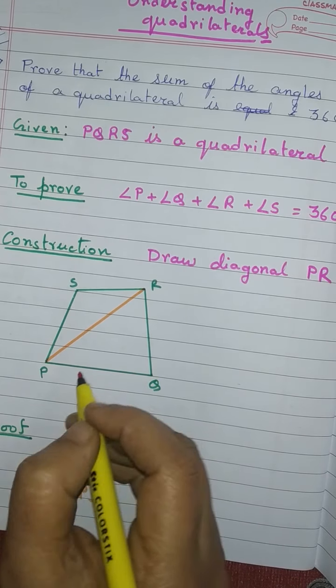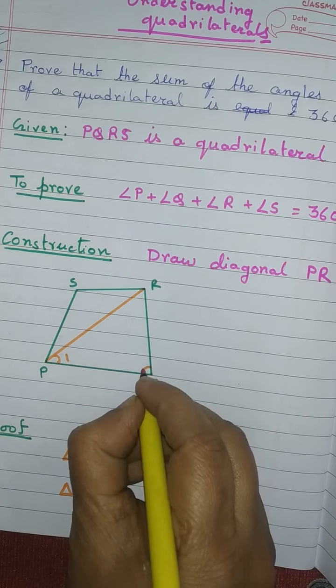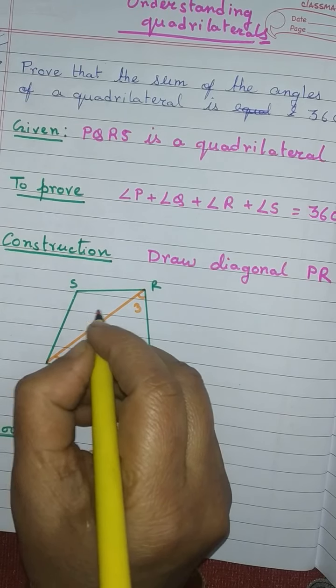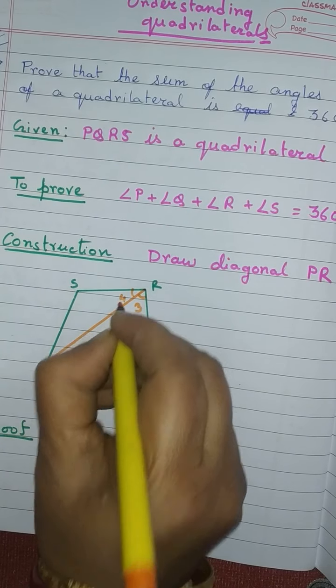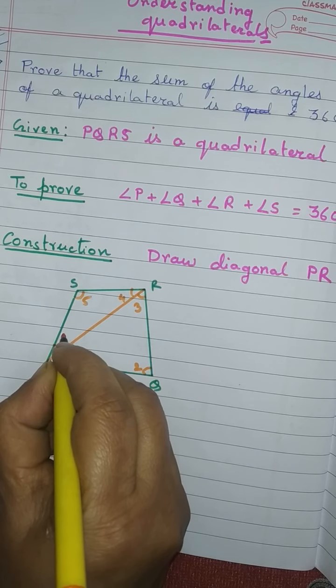And we are naming the angles. This is angle 1. This is angle 2. This is angle 3. This is angle 4. This is angle 5. And this one angle 6.